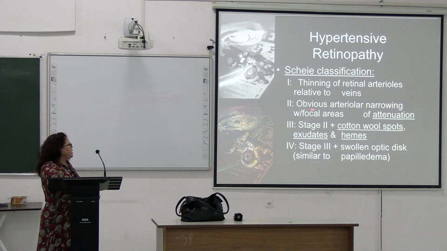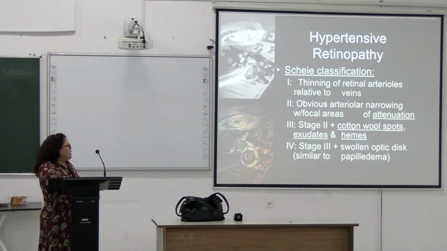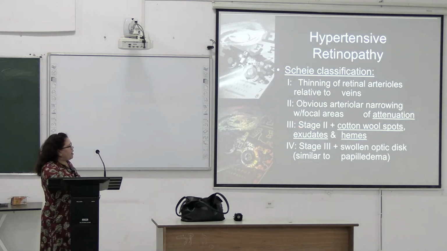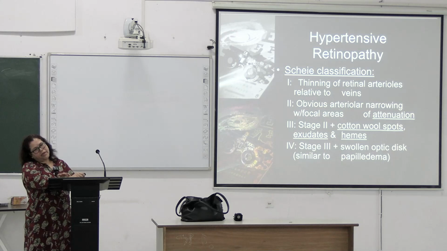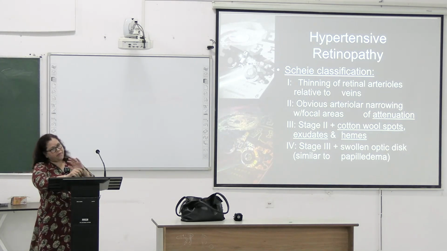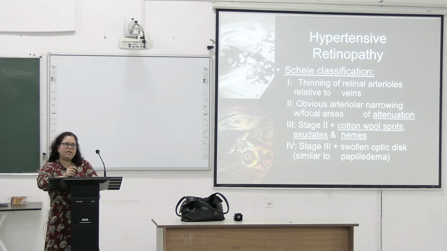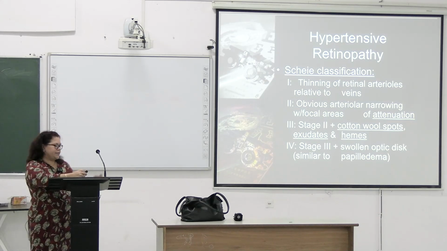And in the second stage, obvious arterial narrowing occurs. Narrowing of the vessels is called attenuated vessels. And in stage three, there are cotton wool spots, exudates and hemorrhage. Hemorrhage may be superficial and deep. And exudates may be soft exudate and hard exudate. In soft exudate, margins are ill defined. But in case of hard exudate, margins are well defined.